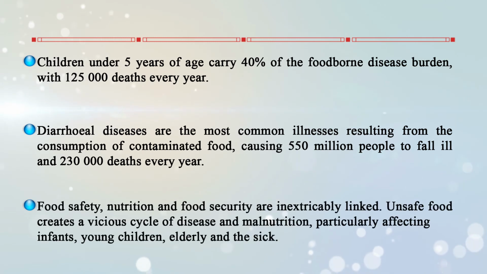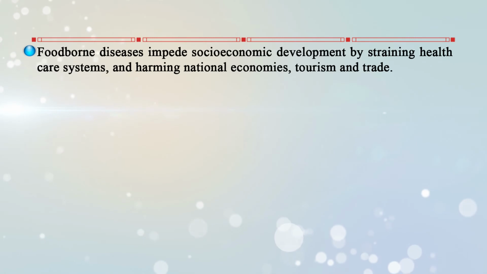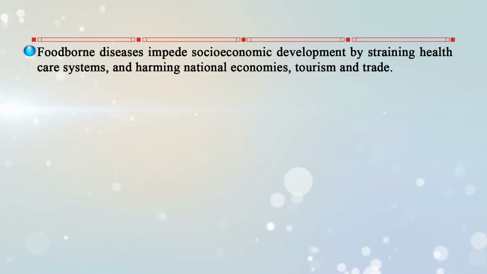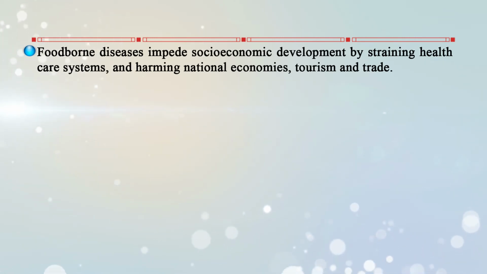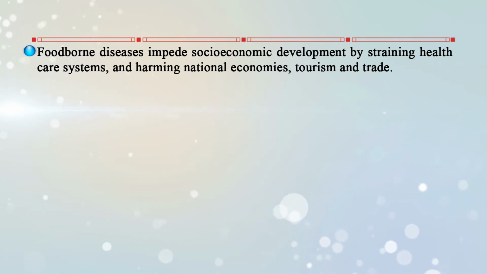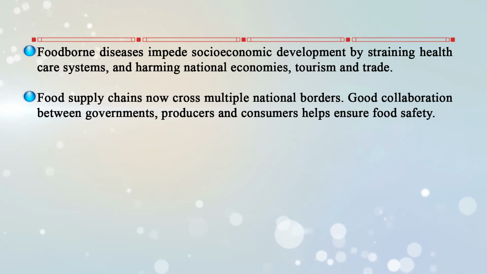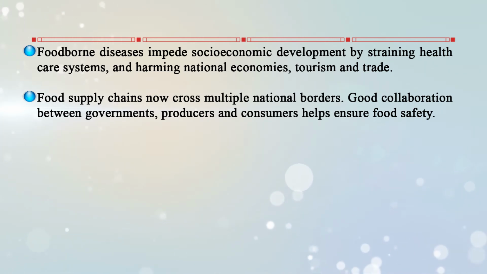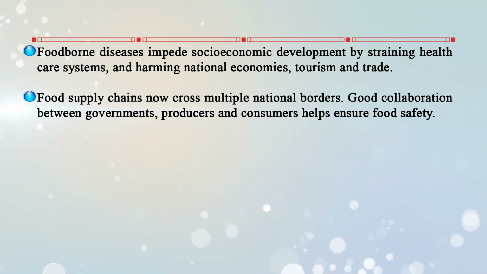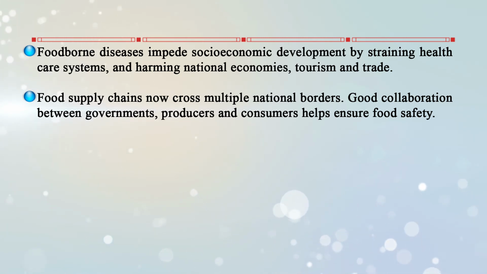Food safety, nutrition and food security are all linked, and unsafe food creates a vicious cycle of disease and malnutrition. Particularly this affects infants, young children, the elderly and also sick people. So, foodborne disease can impede socio-economic development by straining the healthcare system. It can harm national economies, tourism as well as trade. Food supply chains cross multiple national borders, and very good collaboration between governments, producers and consumers will help ensure food safety.